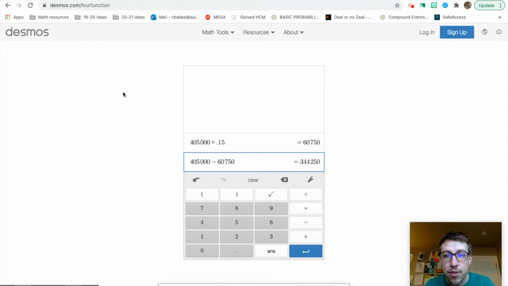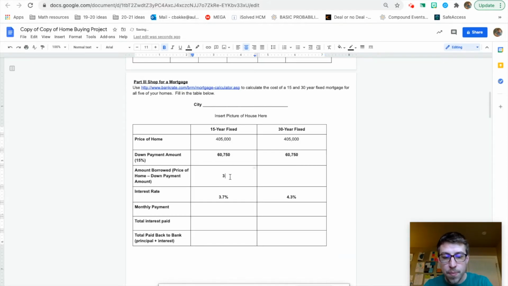So $344,250. Like I said, that number is going to be the same for both my 15 and my 30-year example. Those are going to be completely the same. So your first 3 rows, the price of the house, your 15% down payment, and then you subtract those 2 numbers, and then this is actually how much money we need to go get from the bank.